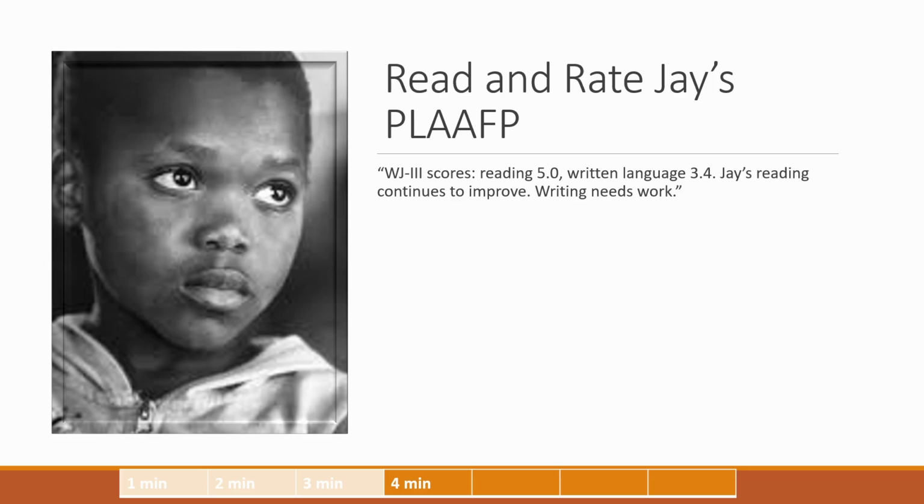J's reading continues to improve is vague. It doesn't give us a picture of what he's currently doing, improving from what to what. Writing needs work, similarly vague. Needs work because it's looking like what right now? How do we know what an indicator of improvement would be to show that the work would be paying off for J?